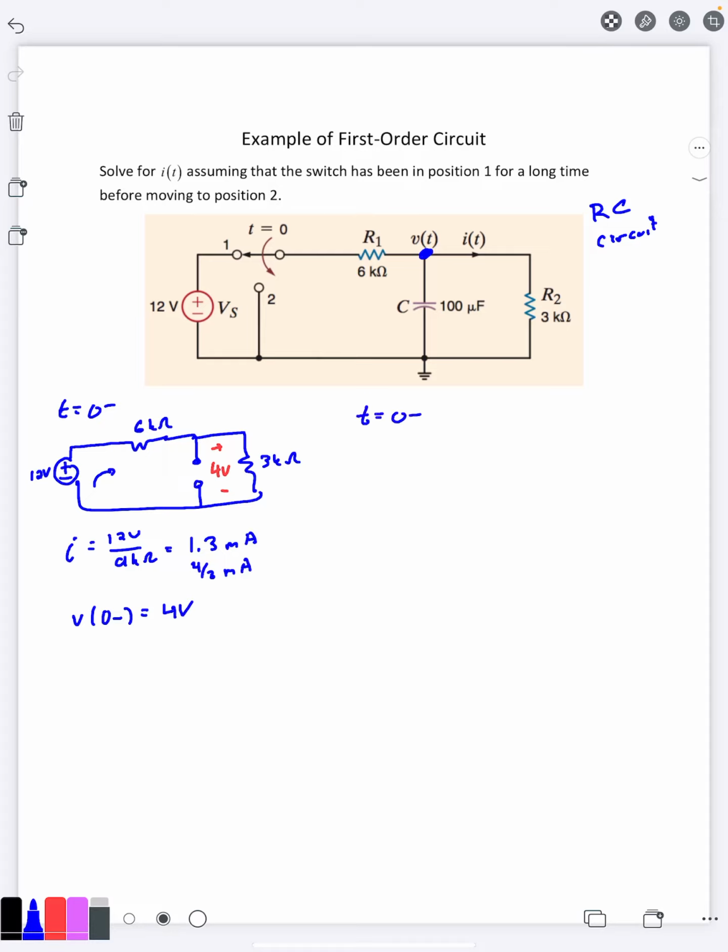Now, right after the switch happens, it's no longer in position 1, it's now in position 2. And I'm going to draw the source here, but notice that because the switch moved from position 1 to position 2, that voltage source is not actually forming a closed circuit anymore. What that means is it's basically not doing anything anymore. And if I hadn't drawn it down, that would be perfectly fine.